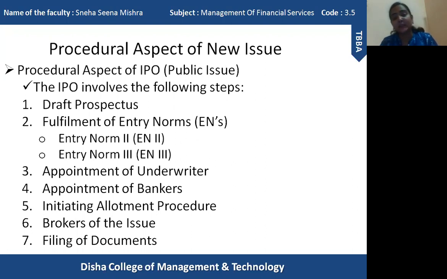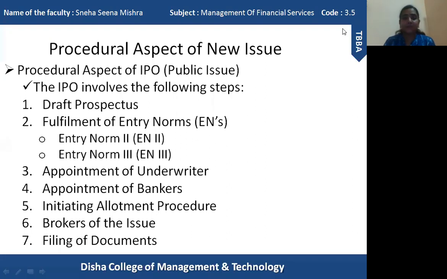And the last one says the same thing, that the minimum post-issue value of capital must be at least 10 crore, and there is compulsory market making for the next 2 years. So this condition is very similar to entry norm 2. So these are the entry norms which the company must follow in order to go for IPO.